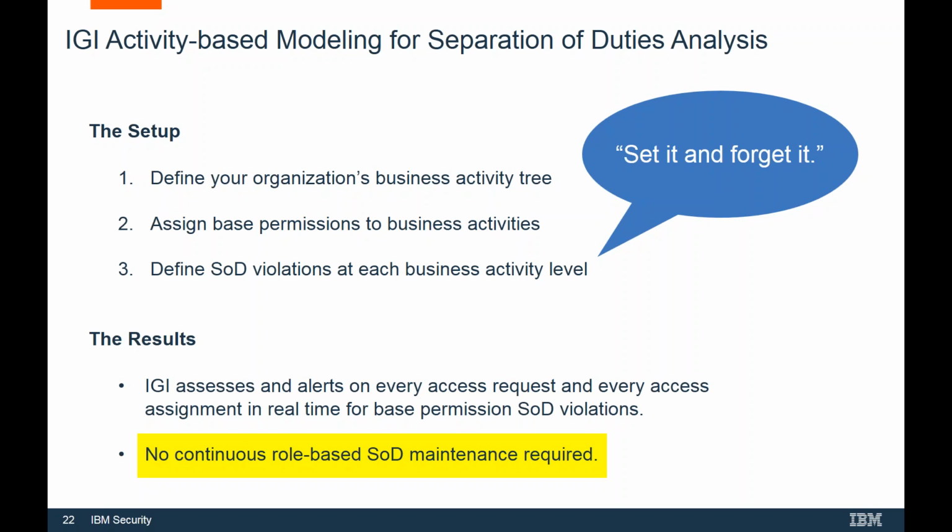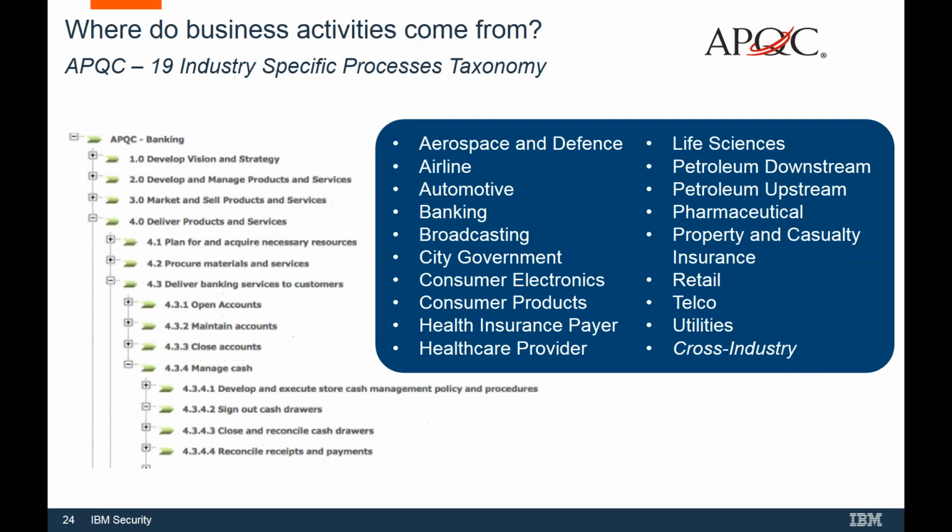You don't manage them at the role level. The results are, every time someone requests new access in real time or is granted access through automation, we are constantly mining our data to ensure that at the bare bones permission level, and rolling up to the activities, we have no conflicts. And if we have conflicts, we can easily show at the activity level what is conflicting. So we don't have to actually manage them role by role.